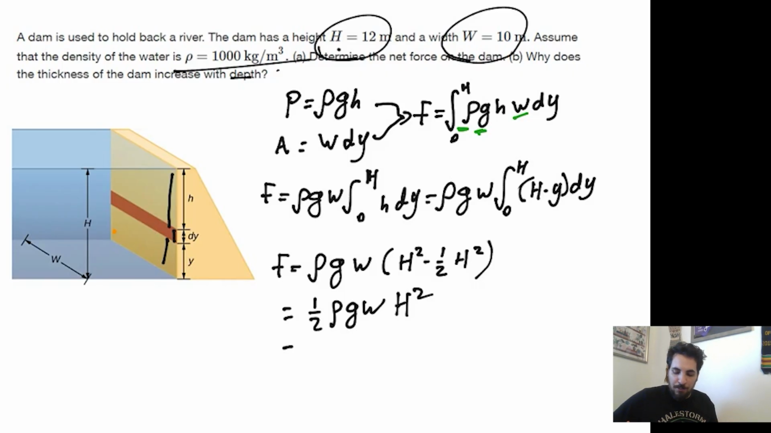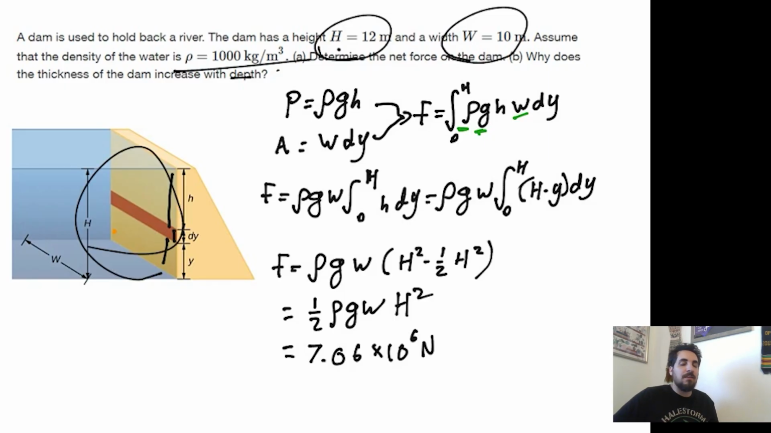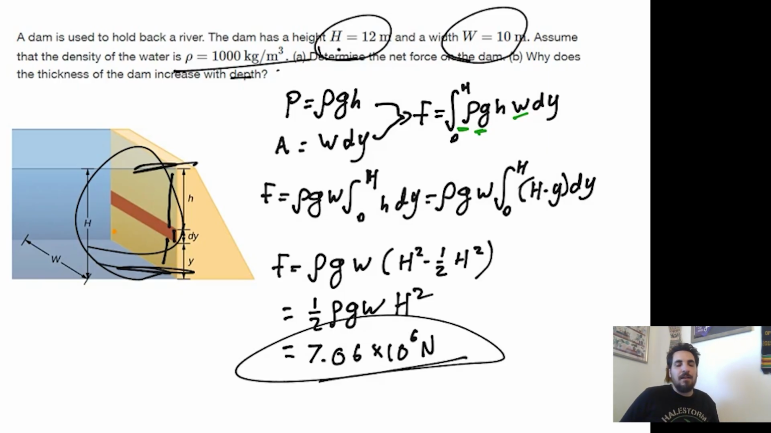You plug in the numbers, and the force is extraordinarily high. We have a couple of sig figs here, so I'll include them. 7.06 times 10 to the 6 newtons. So dams do hold back a lot of force, and this is going to be the average force over the entire dam. Again, obviously the force at the bottom is going to be larger than the force at the top, but the idea is that it averages out to be that same value of 7 times 10 to the 6 newtons.